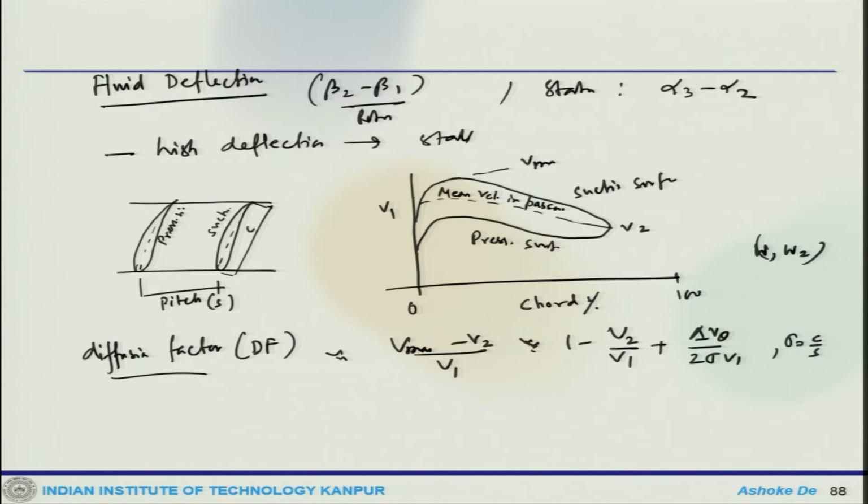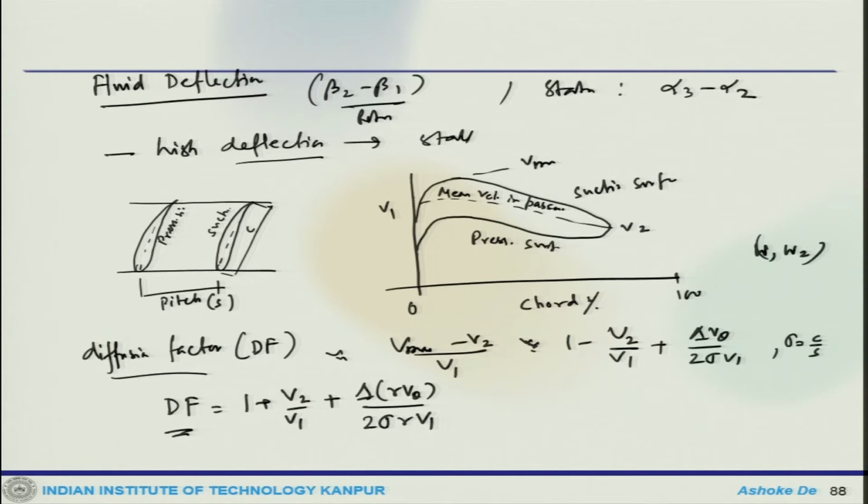So, a more precise expression one can write in the mean radius would be written as 1 plus V2 by V1 plus delta R V theta by 2 sigma R V1. Now, values of DF in excess of 0.6 are thought to indicate blade stall, and a value of 0.45 might be taken as a typical design choice. So, this diffusion factor is important, because too much DF can lead to high deflection, which could lead to stall.